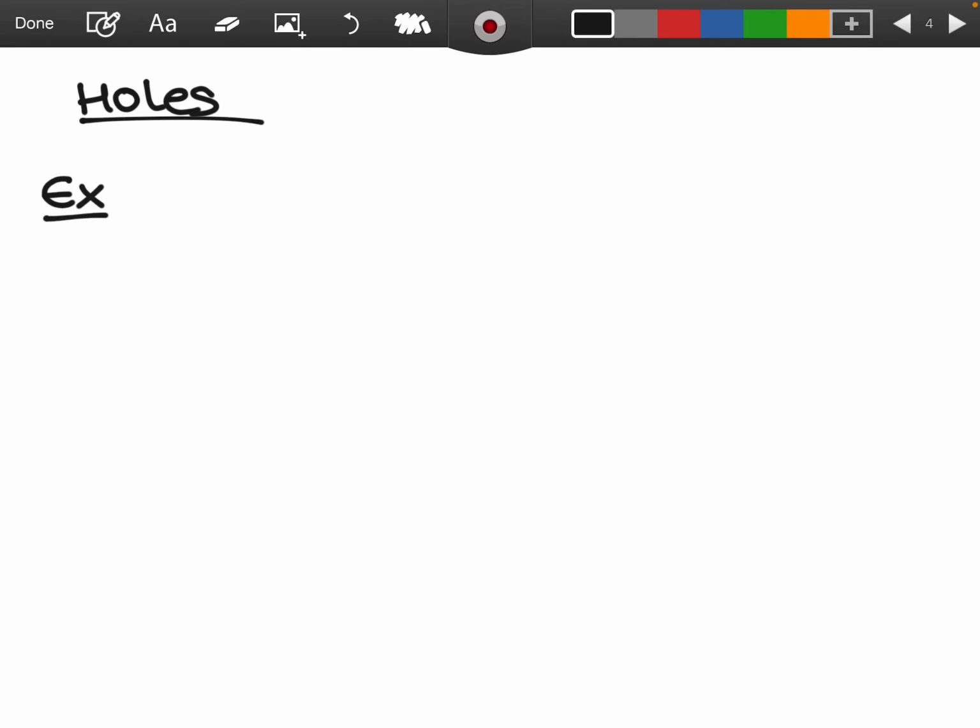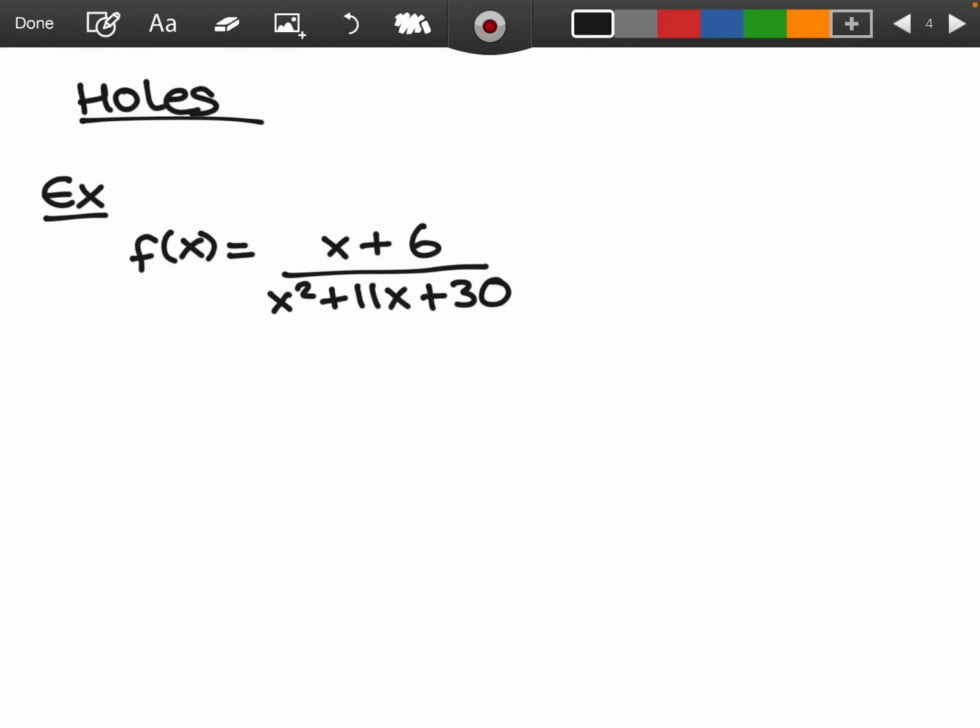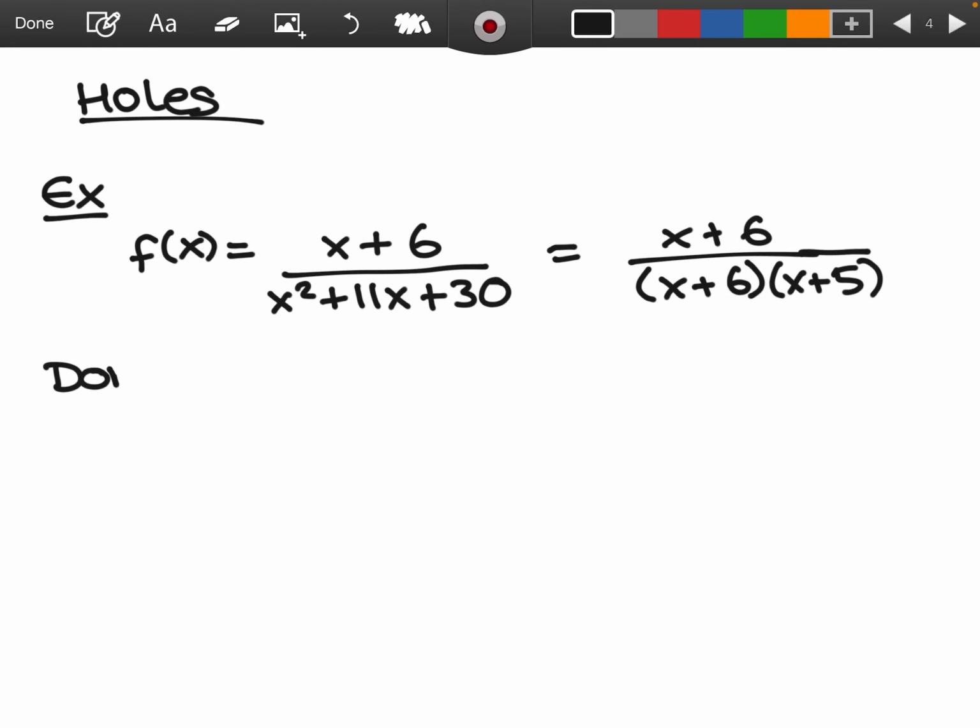Okay, so let's do an example of this. I have f of x is equal to x plus 6 over x squared plus 11x plus 30. If I go ahead and factor this, that's always the first step, I get x plus 6 over x plus 6, x plus 5. So I already know that the domain of my function is all real numbers, but we're going to exclude anywhere that gives me a denominator of 0. So that would be when x is negative 6 or x is negative 5.